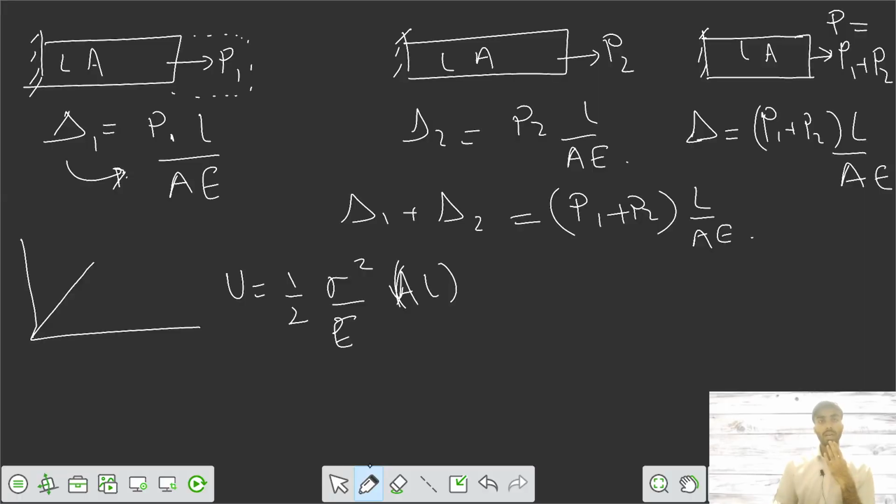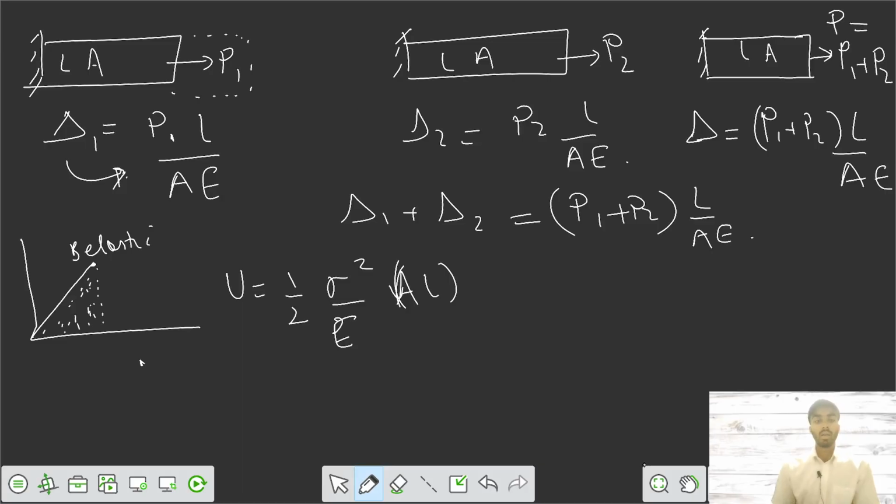Resilience, also called strain energy stored in the body, is represented by U. If the load is under the elastic limit, up to the maximum point B, the elastic limit point, then all the energy stored in the material up to the elastic limit is your strain energy. That's called proof resilience. Proof resilience equals sigma square by 2E into AL.